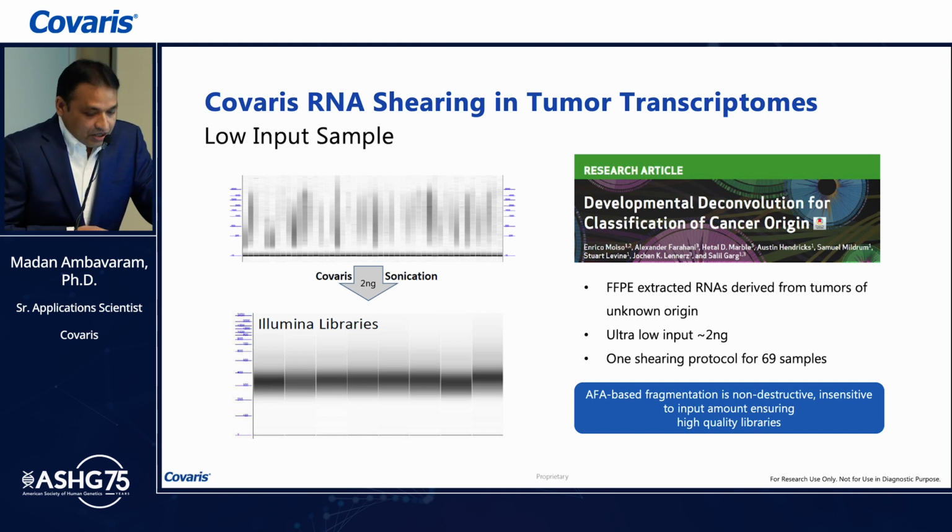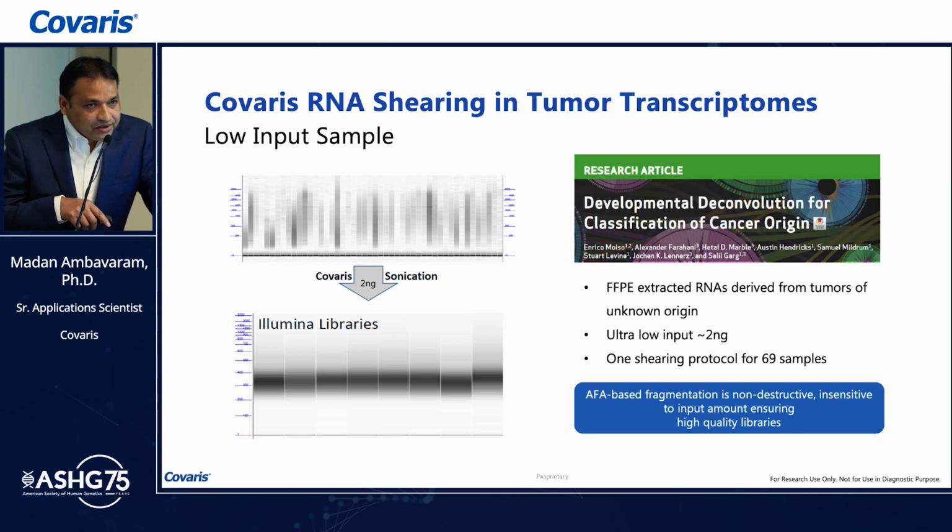Here is one of the application and the case study. Our customer and collaborator, Massachusetts Institute of Technology Biomed Center, have used Covaris for their tumor transcriptome studies. Here, as you can see in the top left gel picture, which represents about 69 FFPE RNA samples, which are highly degraded. As you can see, the sample quality is highly variable. Using these kinds of samples, with as little as 2 nanograms, they have obtained the Illumina libraries.